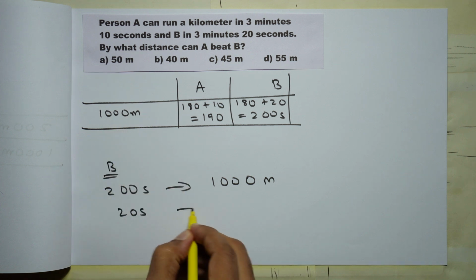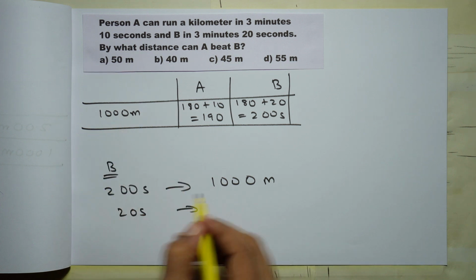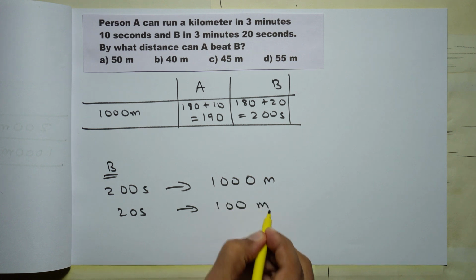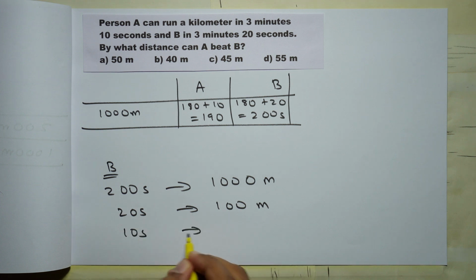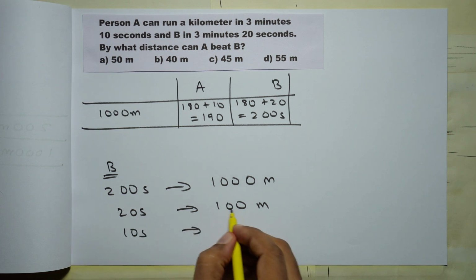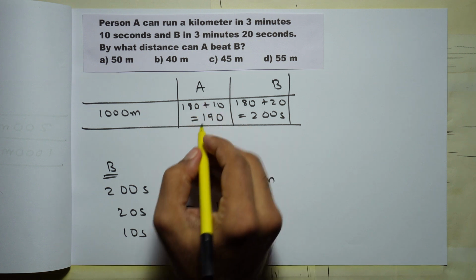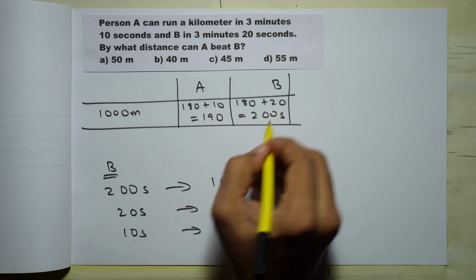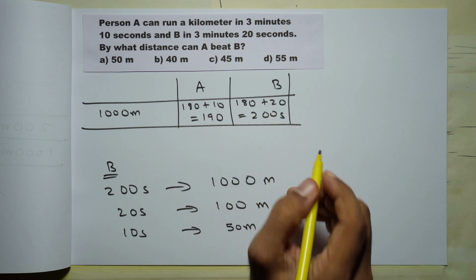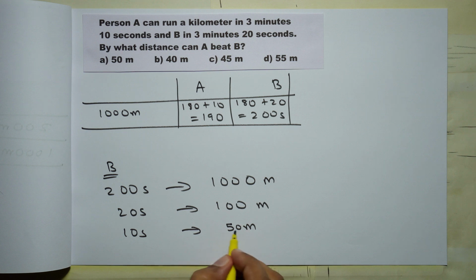So in 20 seconds, B will do this. I've divided by 10, here also I'll divide by 10. So that will be 100 meters. 20 seconds, 100 meters. So in 10 seconds, half the time, half the distance, half of 100 meters will be 50 meters. After A has completed the race, that is in 190 seconds, B requires another 10 more seconds. So in these 10 seconds, B will actually do 50 meters. So when A completes the race, B will be 50 meters behind. And to do this 50 meters, B requires 10 seconds.